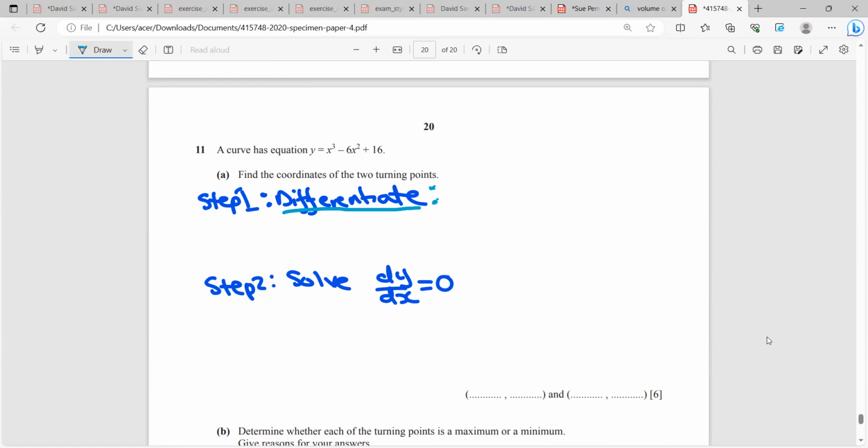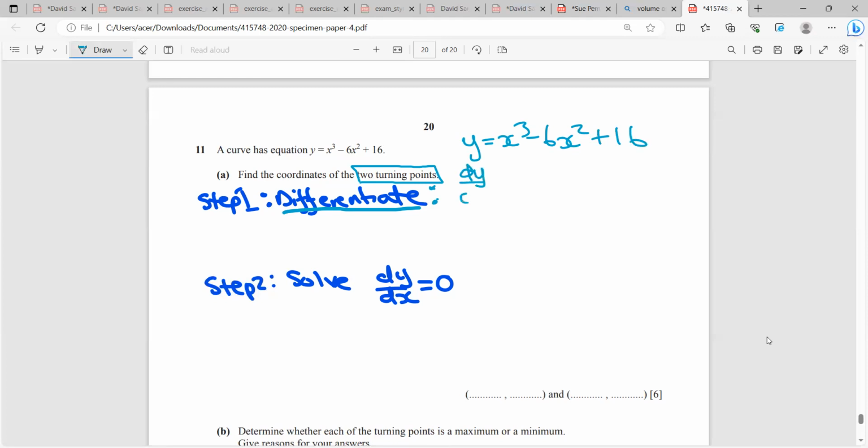Okay. So Lisa, I need you to help us differentiate this function because we said whenever you're trying to look for the turning points of a curve, you must differentiate, and then after that you solve the resulting equation dy/dx equals 0. So let's differentiate. y equals x cubed minus 6x squared plus 16.